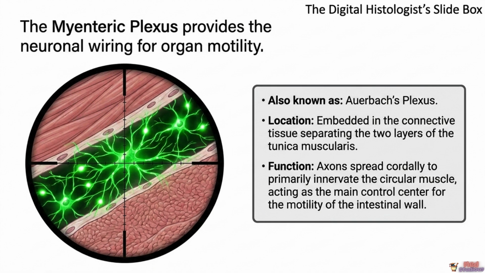From this central vantage point, the plexus sends its axons spreading out caudally, primarily to innervate the inner circular muscle layer. Because it lies directly between the two working muscle sheets, it can perfectly time their alternating contractions. The myenteric plexus serves as the main control center for the motility of the intestinal wall, receiving autonomic inputs and translating them into the rhythmic, synchronized contractions required for healthy digestion. Without this intricate neuronal wiring seamlessly communicating with the smooth muscle, our digestive system would simply grind to a halt.